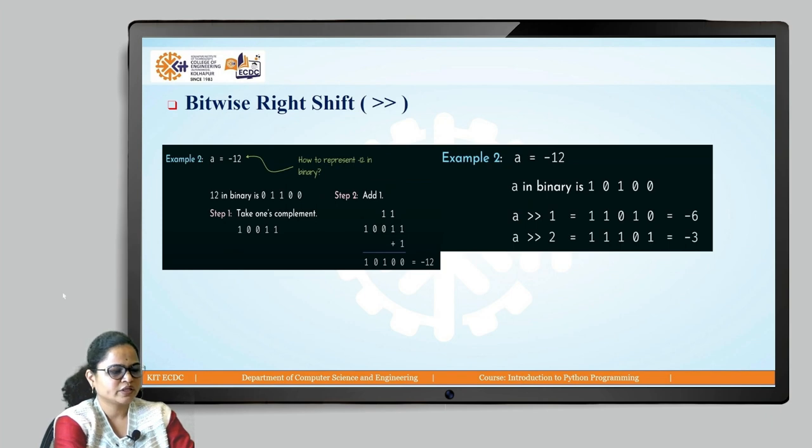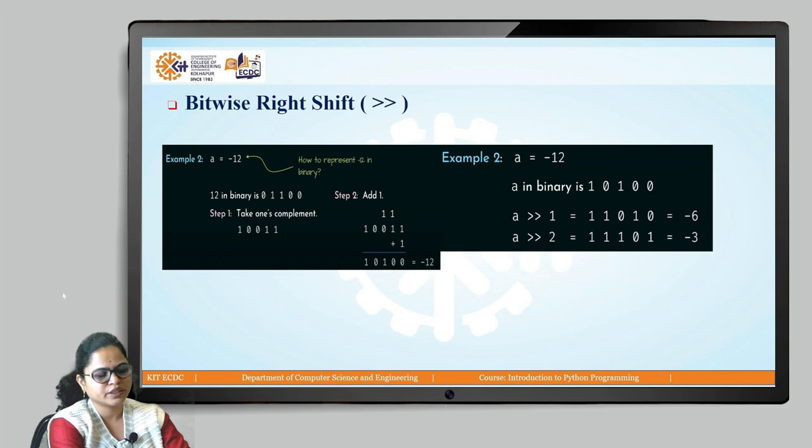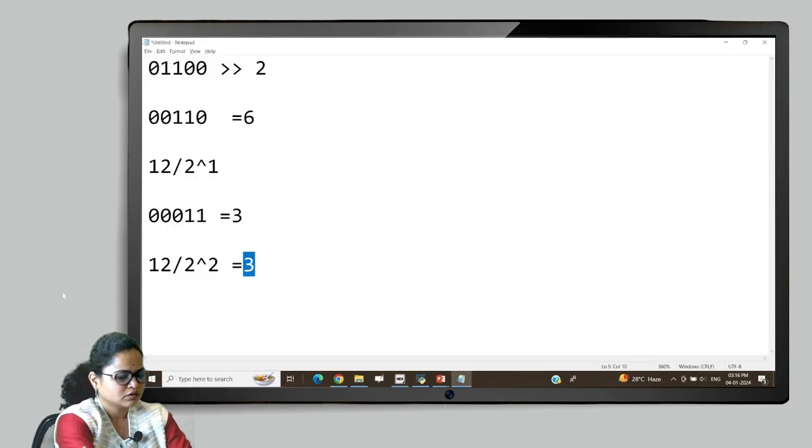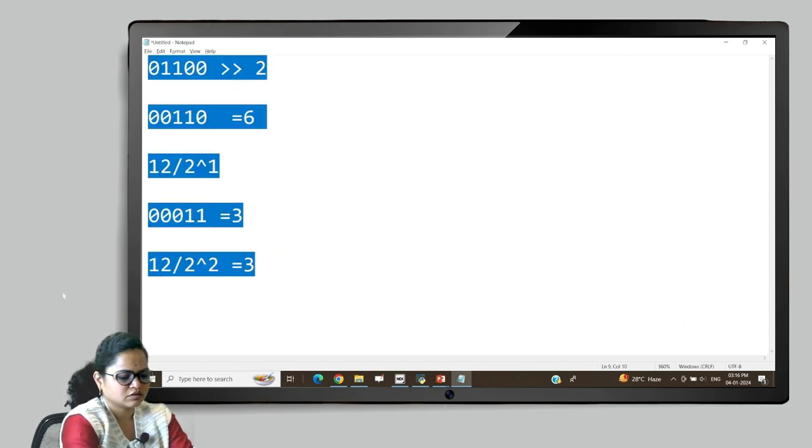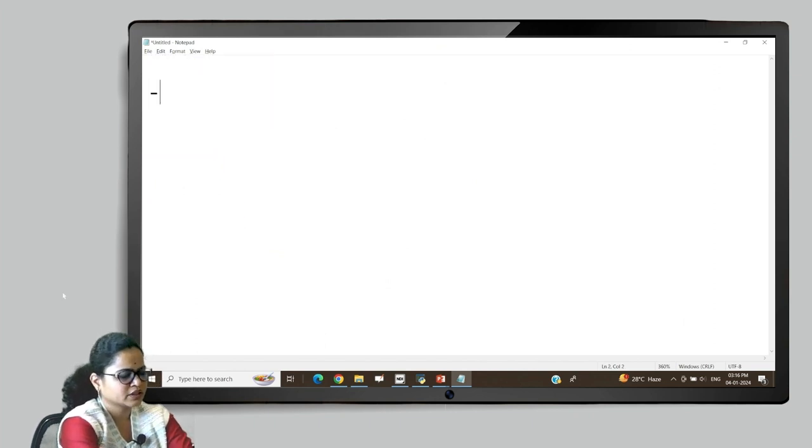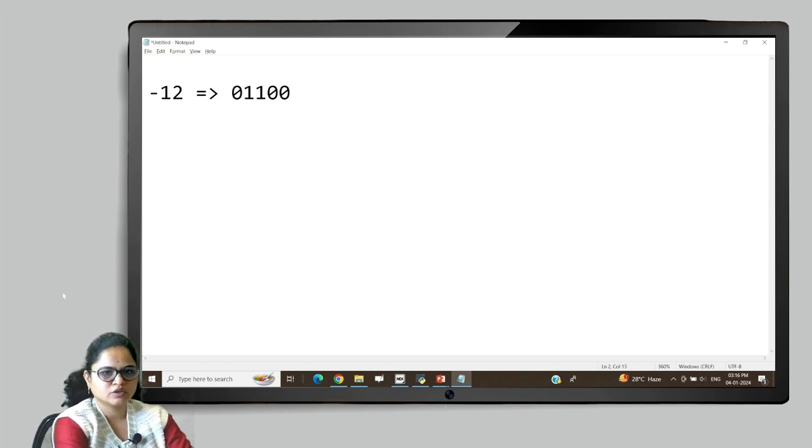Then the last bitwise operator is... so this is another example for negative numbers. First we will represent the negative number in binary. I want to represent minus 12 in binary. How can I represent it? First, I know that this is the binary of the number 12, that is, the binary of plus 12.